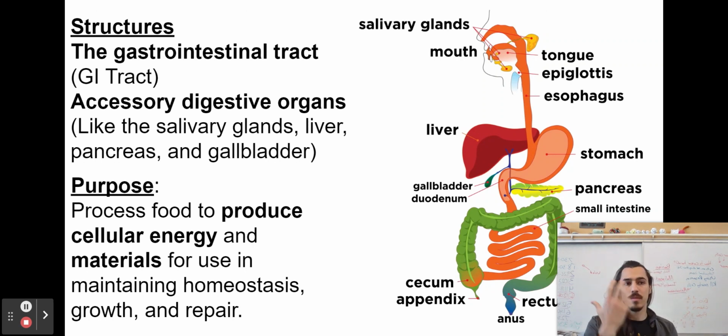First, the structures of the digestive system include the gastrointestinal tract, which is your GI tract, and then your accessory digestive organs. So your GI tract is everything.